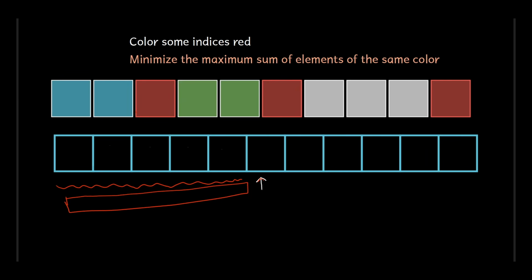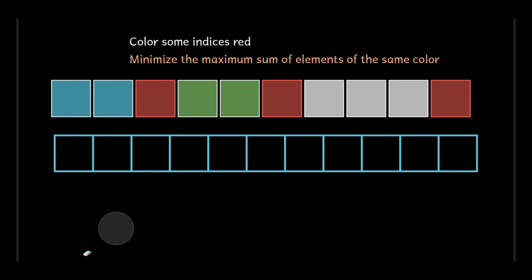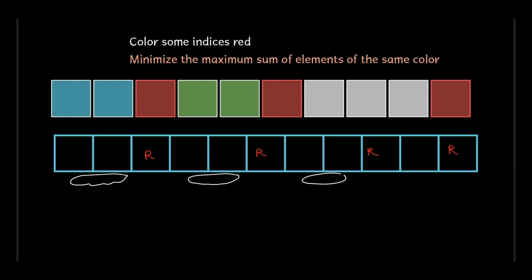So then you might say, okay, let's place the barriers as early as possible so that we minimize the dominant sum. Let's place a red barrier over here and here and here as well. But the problem with this approach is, sure, you have minimized the sum of each of these segments, because you have kept them very small. The total number of subarrays is very small.